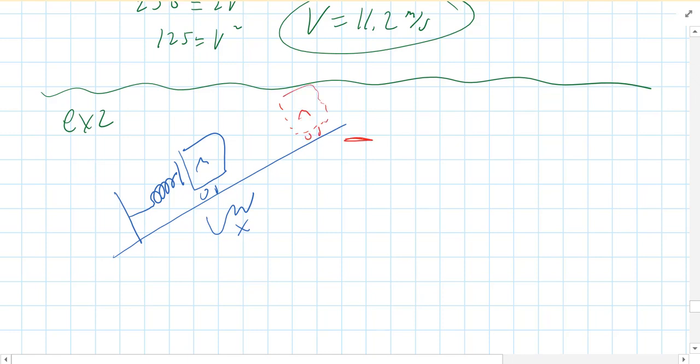Now, when you say height, we're talking about this dimension right here. We're not talking about how far it goes. That's a different thing, and I have to give you the angle of the incline to figure that out. So for now, I just want to know the height. How high does it go above its starting point?